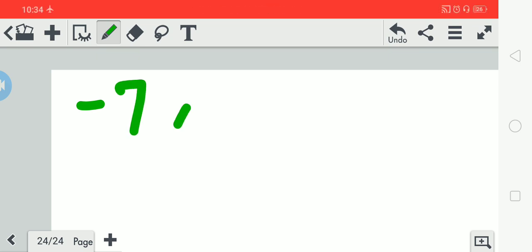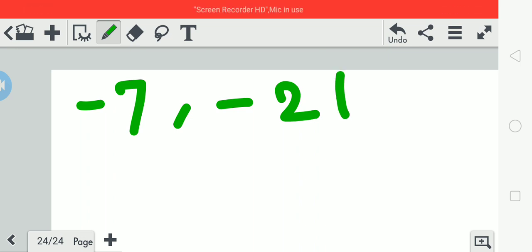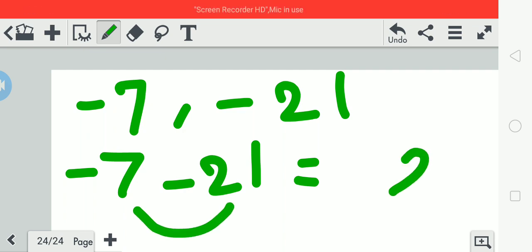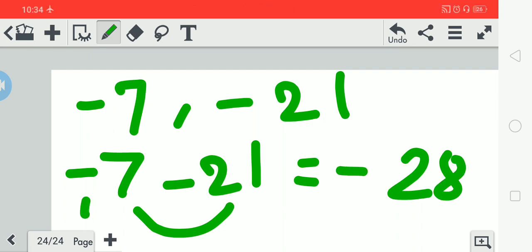Minus 7 and minus 21. Both numbers are negative. Rule number 2: we have to do addition. Minus 7 minus 21. When two numbers are negative, the answer is also negative, and we do the addition: 21 and 7, 28, and assign the minus sign because both numbers have the minus sign. I hope you get question number 3 properly now.